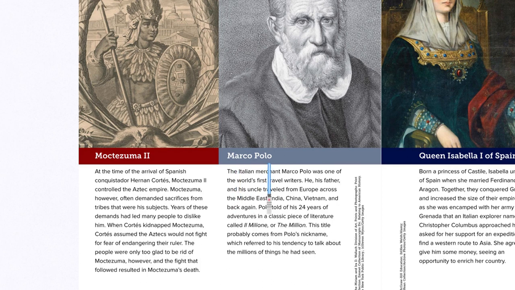Next, we have Marco Polo. The Italian merchant Marco Polo was one of the world's first travel writers. He, his father, and his uncle traveled from Europe across the Middle East, India, China, Vietnam, and back again. Polo told of his 24 years of adventures in a classic piece of literature called Il Milione, or The Million. This title probably comes from Polo's nickname, which referred to his tendency to talk about the millions of things he had seen.